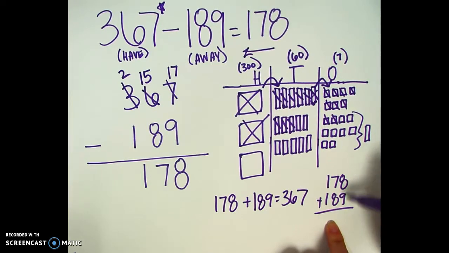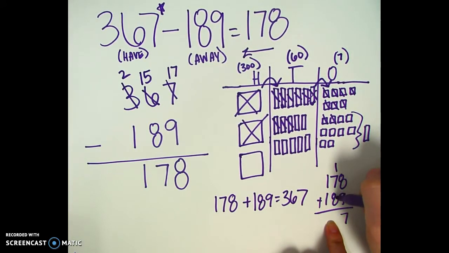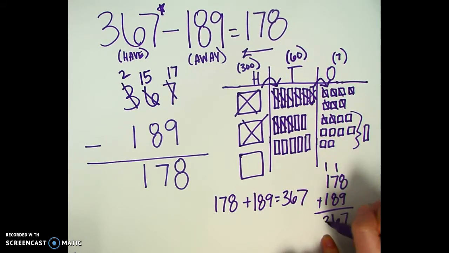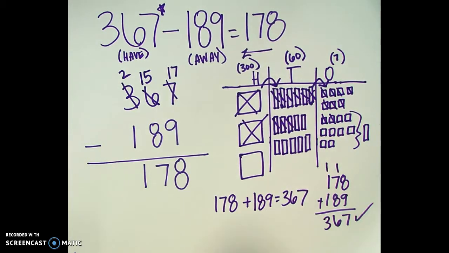Tuesday. 8 plus 9 is 17. 7 plus 1 is 8. 8 times 2 is 16. 1, 2, 3. 367. Yep, we have the right answer.